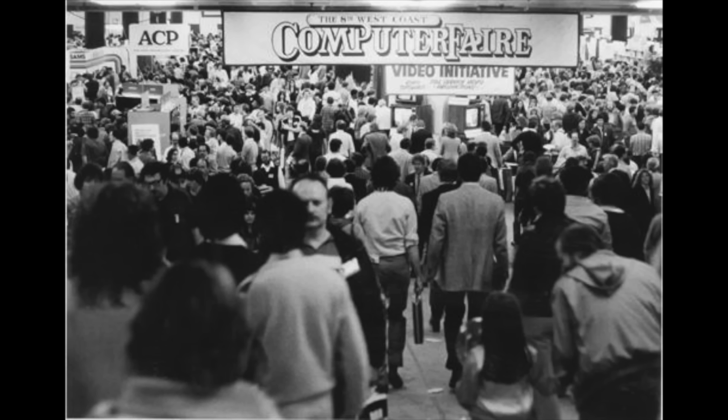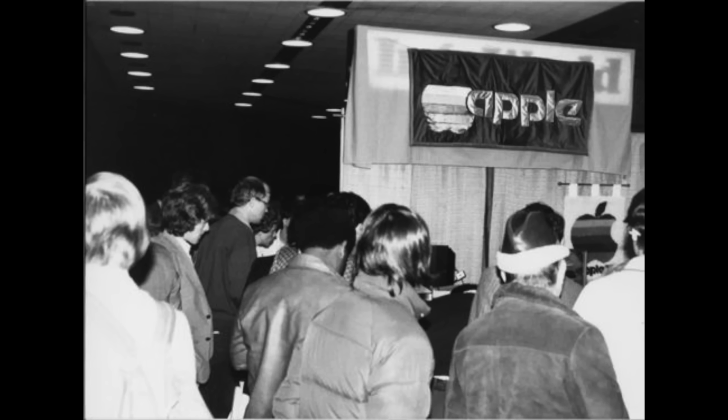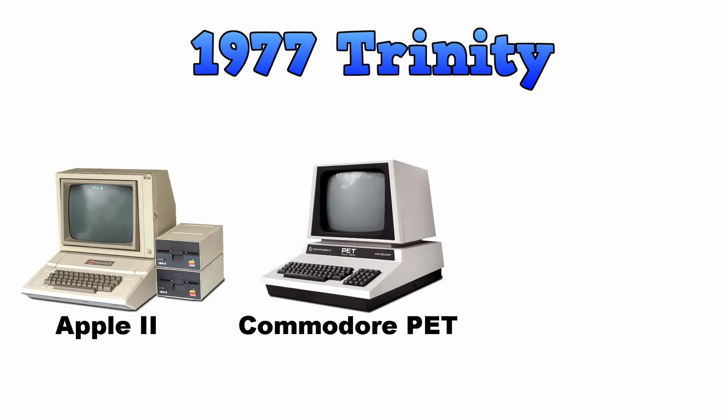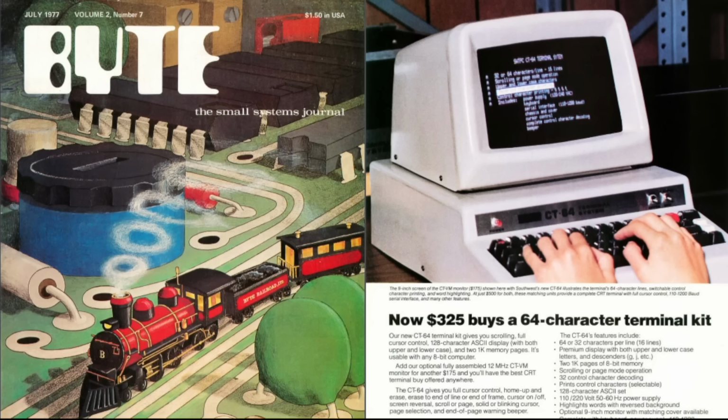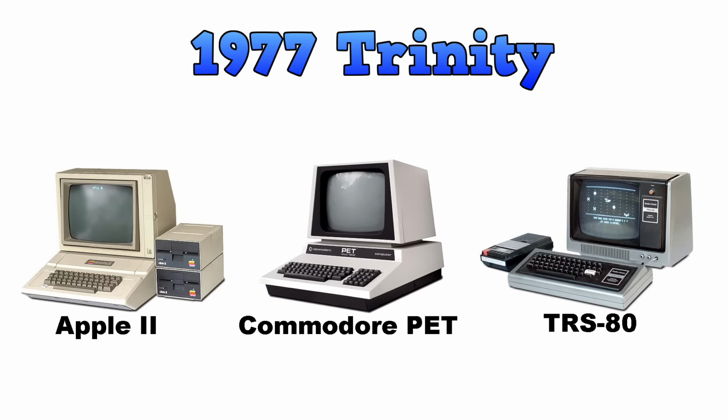So let's just talk about the parts that are not usually covered in these documentaries, which is, how does the Apple II actually work? When the Apple II landed at the West Coast Computer Fair in 1977, it was facing competition from two other home computers, the Commodore PET and Radio Shack's TRS-80. Byte magazine referred to this as the 1977 Trinity, as these three computers represented a major shift, finally making personal computers affordable and attainable by individuals or small businesses.